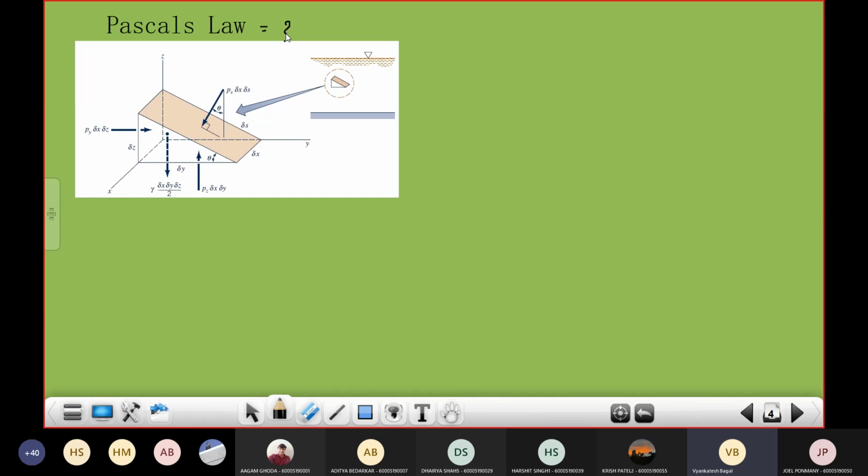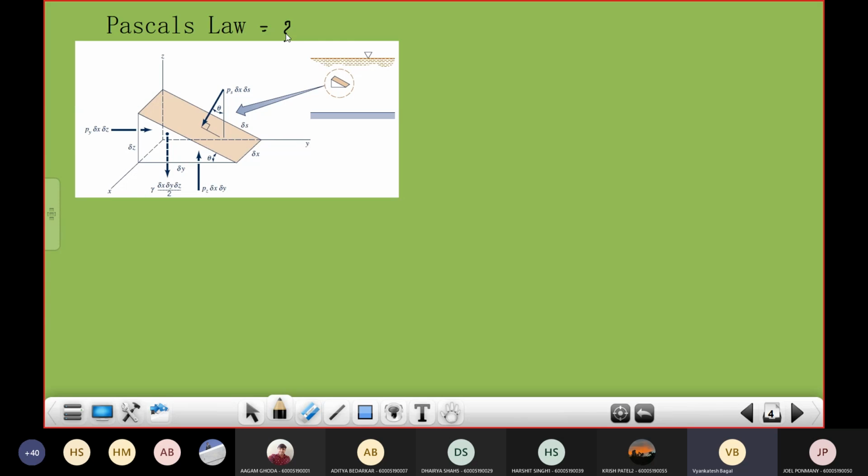So the definition of Pascal's law: the pressure at a point in a static fluid is equal in all directions. This is the definition of Pascal's law. Pressure at a point in a static fluid is equal in all directions. Now we are going to prove this using the element which is shown on the screen.